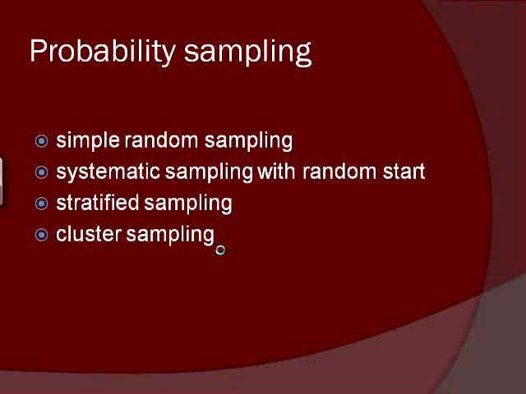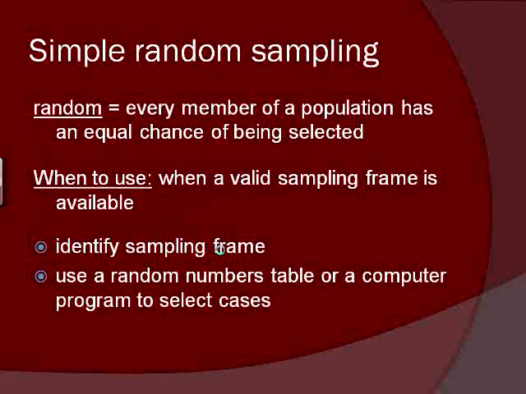A good way of talking about ensuring that every member of your population has an equal chance of being selected is by looking at the first method here, the simple random sampling. So random means again that every member of a population has an equal chance of being selected into the sample. And what we need for this is a valid sampling frame. A sampling frame is simply an available list of all of the members of your population.